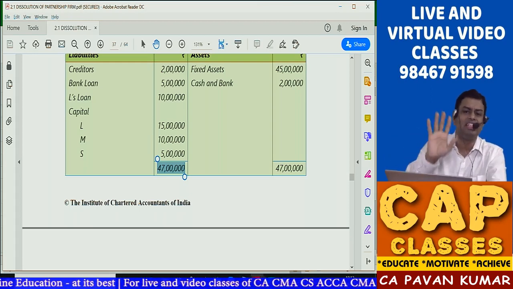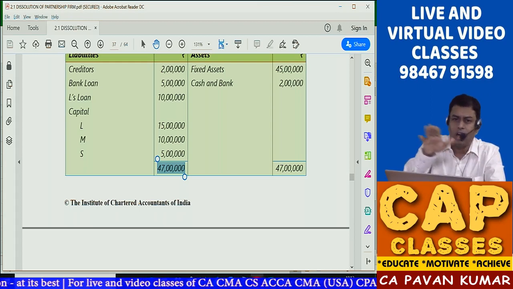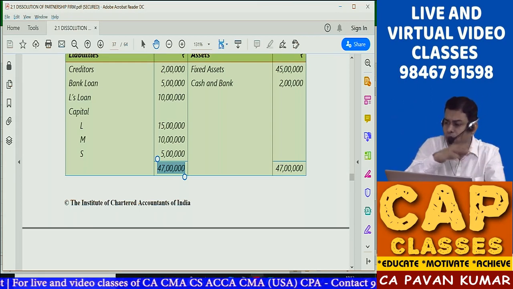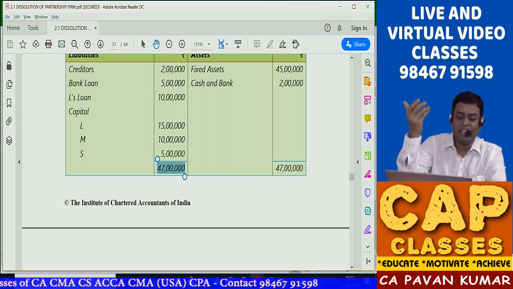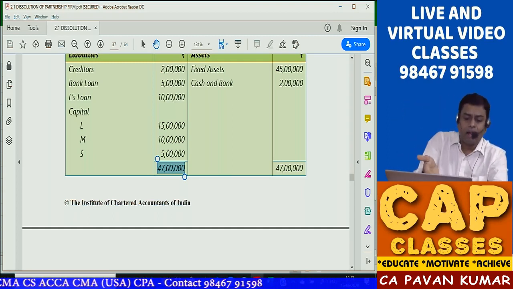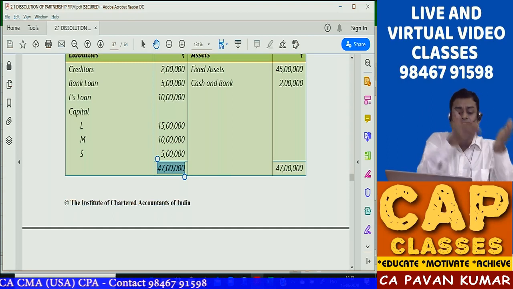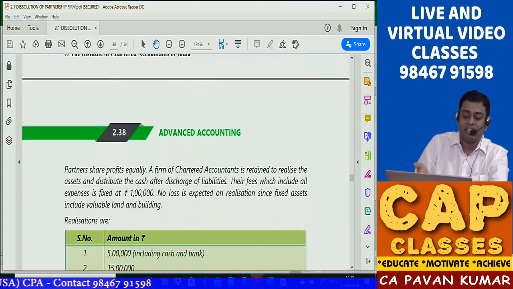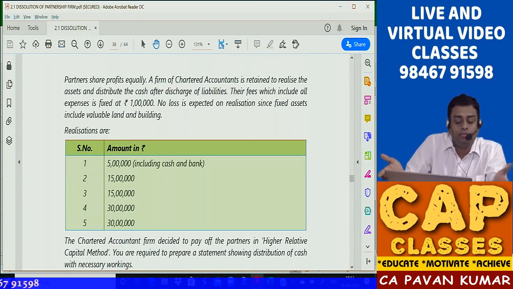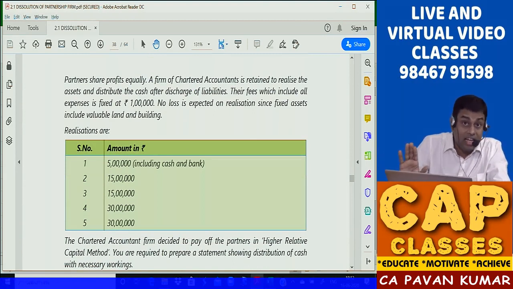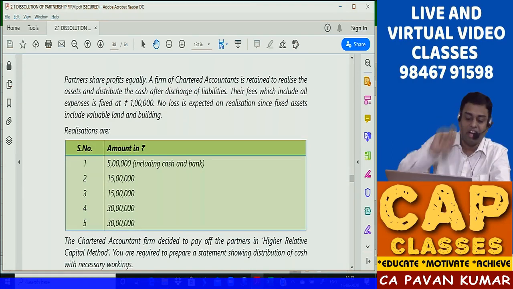In reality, if this is the situation, you don't need to follow any higher capital method, Garner versus Murray, or maximum loss method, because all my liabilities including capitals are 47 lakhs and I'm realizing 95 lakhs. So what is the problem? But still you cannot write that in the class or in the exam.